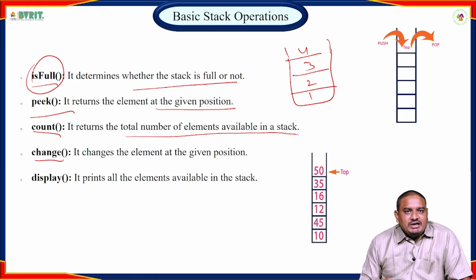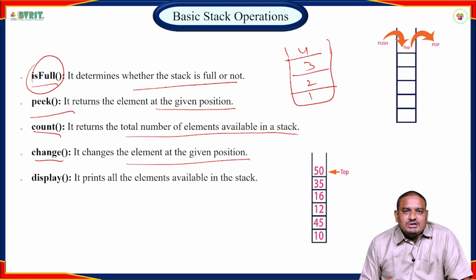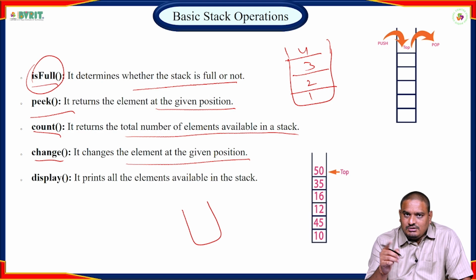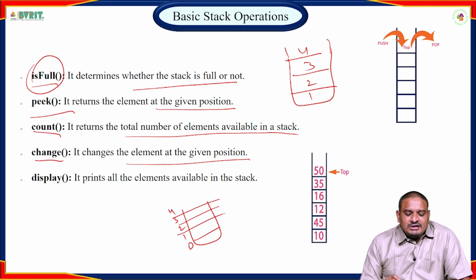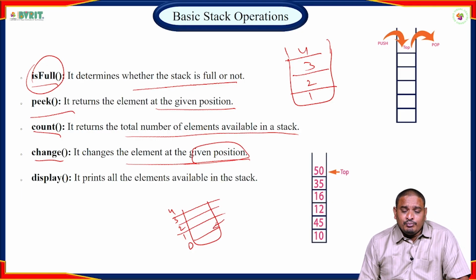Next one is change. What is the meaning of change? Change means the element at the given position. Change means to know whether the element position. Here the stacks can be implemented using arrays and linked lists. That is the upcoming topic. The array starts with 0, 1, 2, 3, 4. Now change means it changes the element at the given position, to determine the position of the stack.